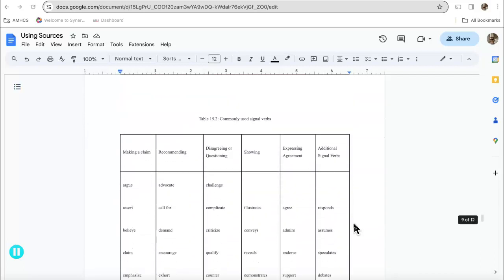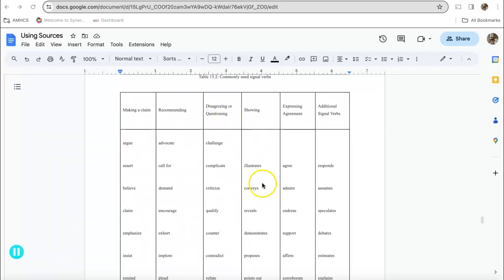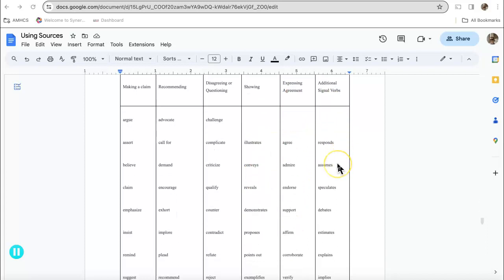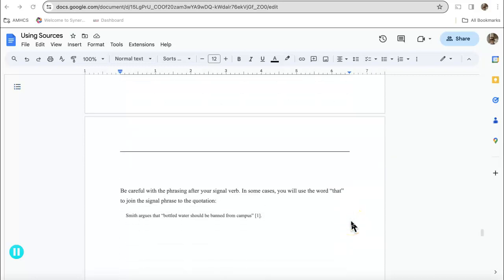So if we drop down here now, you'll see commonly used signal verbs, so many of them. If we're making a claim, choose from this portion: recommending, these ones, disagreeing or questioning, these ones, showing, these ones, expressing agreement here, and additional signal verbs that just don't fall into any of those categories, but could be useful to you. And then finally, be careful with phrasing after your signal verb. Sometimes you do need to say argues that, observes that, and that's fine. If you use a that after your signal phrase here, you don't need a comma. Okay, just remember that. If it just said Smith argues, I would see a comma and then the quotation. If I have a that, then I will see no comma.